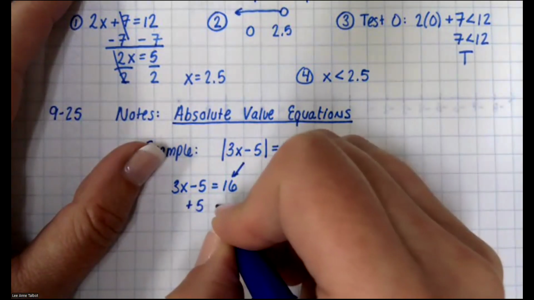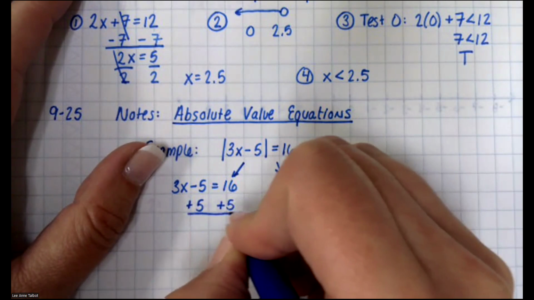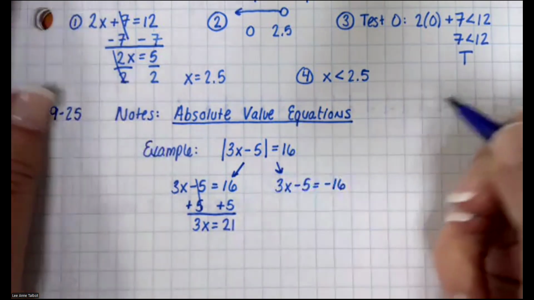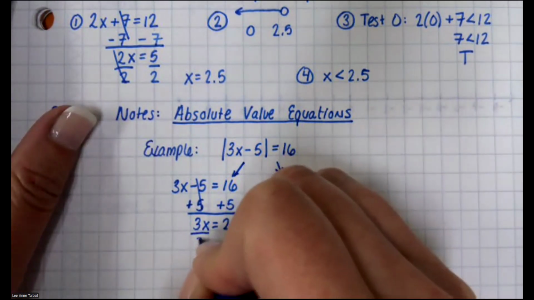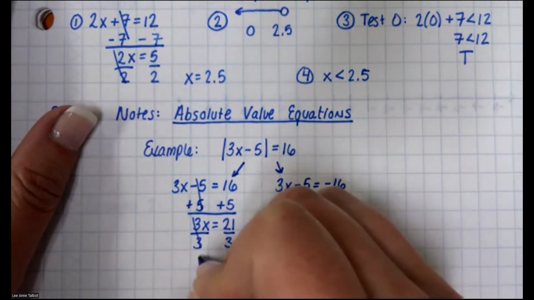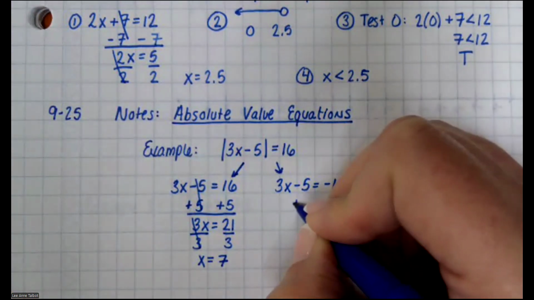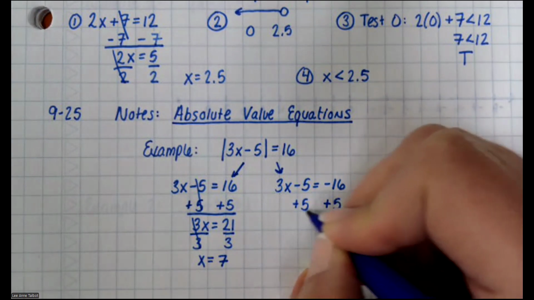So plus 5, plus 5, 3x equals 21. Divide by 3, x equals 7. Plus 5, plus 5.